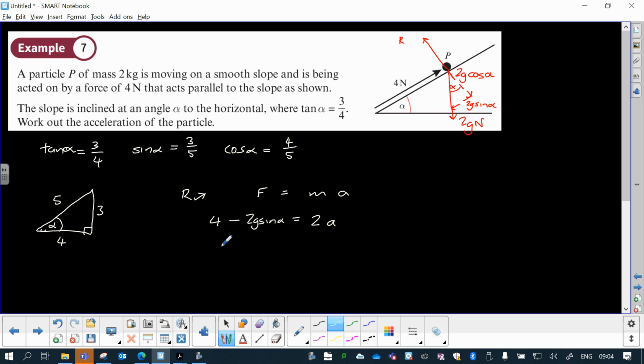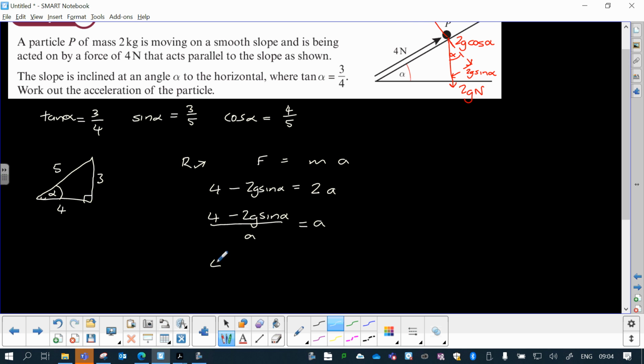Right? So let's divide everything by 2. 4 minus 2g sine alpha, divided by 2, gives us the acceleration. Sine alpha we've worked out as 3/5. So we've got 4 minus 2g times 3/5, all divided by 2, equals the acceleration. And you can whack all that in your calculator. Don't forget that g is 9.8 meters per second squared. So let's have 2 people give me an answer for that.